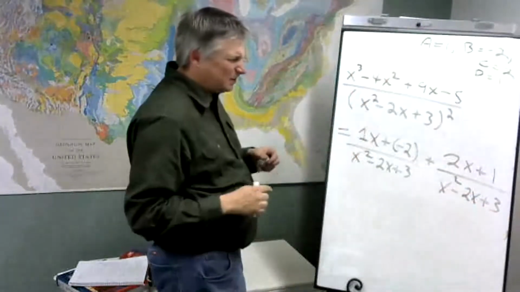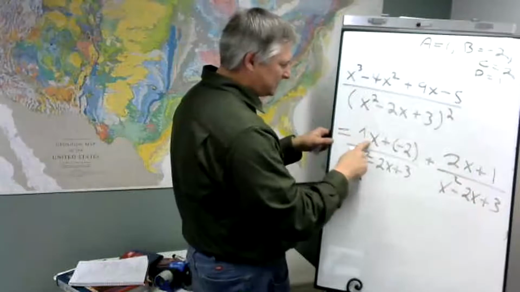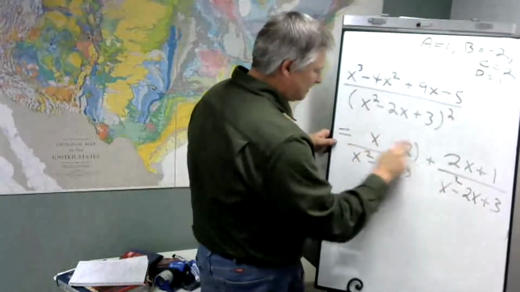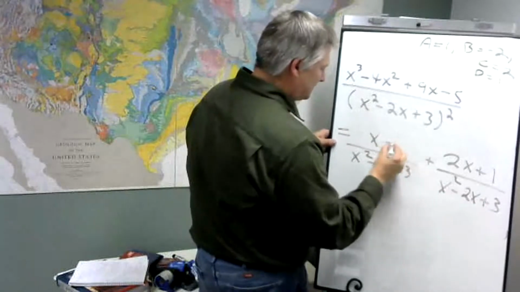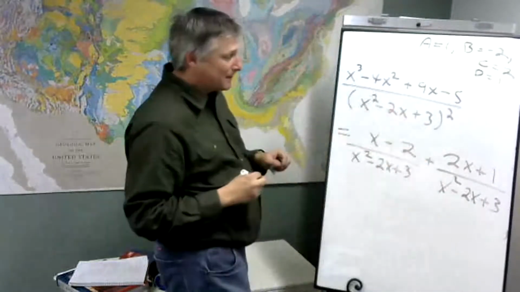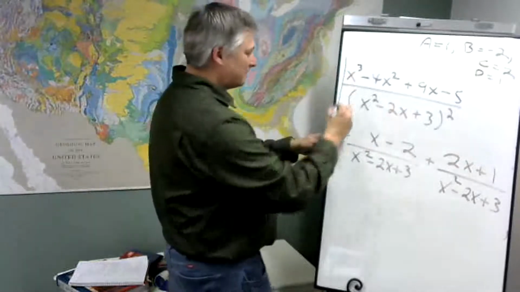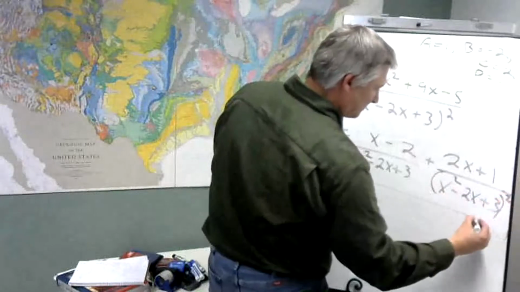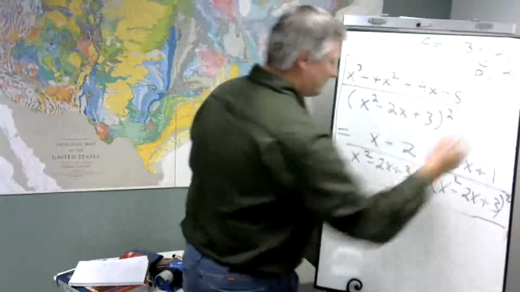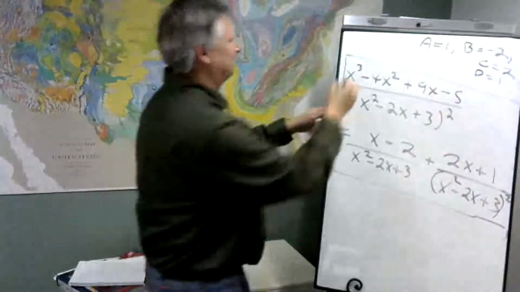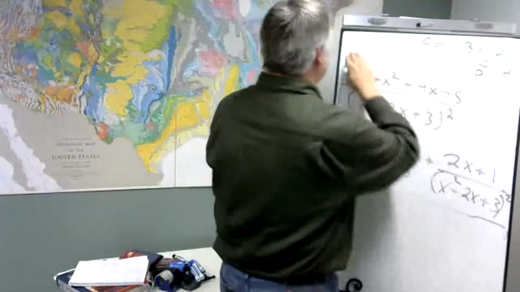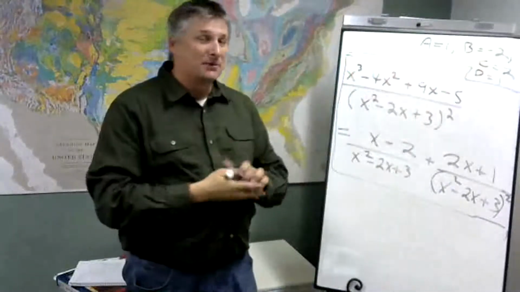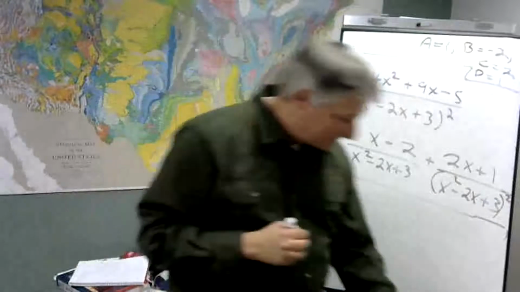And we can clean this up a little bit. 1 times x is just x. When you add a negative, that's the same as subtracting. And so there we go. Oh, forgot. This needs to be squared. So there's our partial fraction decomposition. All right.